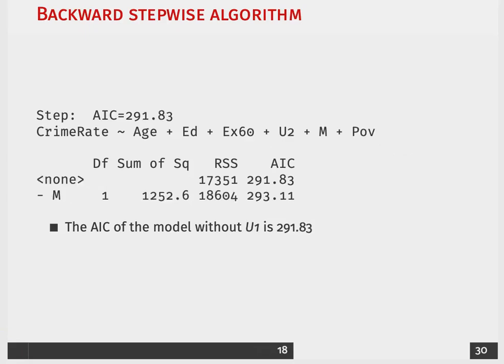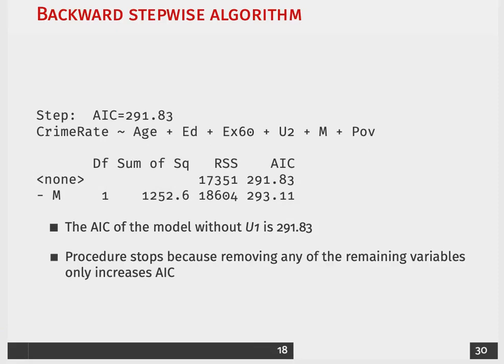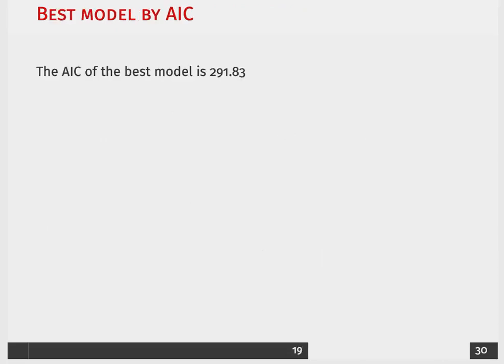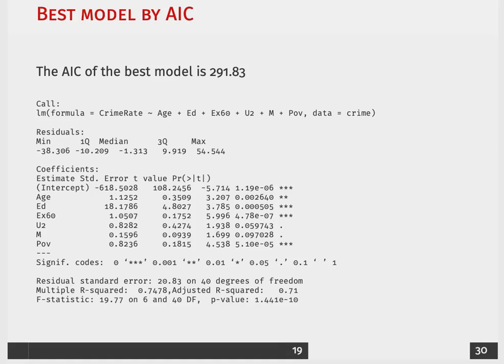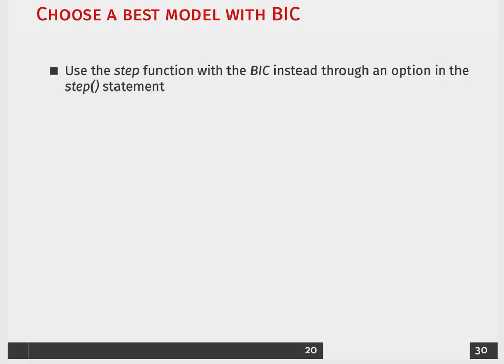And the reason that we did that is because after we remove UI, then it only increases the AIC, right? So that is when the procedure stops, is that by removing any of the variables, we're increasing, so decreasing our model fit by increasing the AIC. So let's actually go ahead and take a look at the final model. And the AIC for our best model is around 291, and that includes the covariates age, ed, x60, U2, M, and POV.